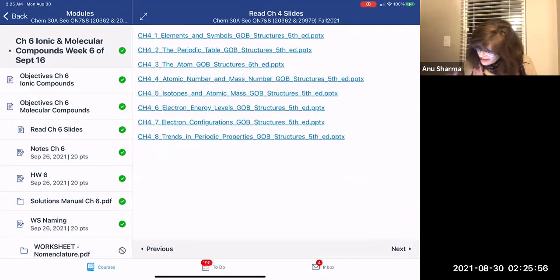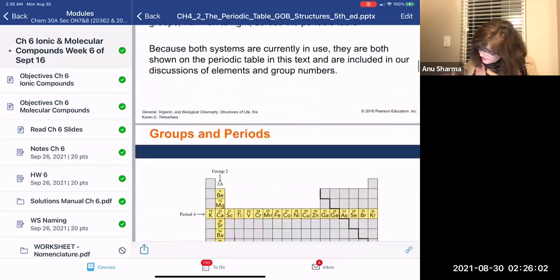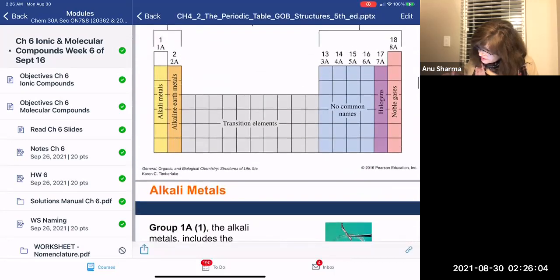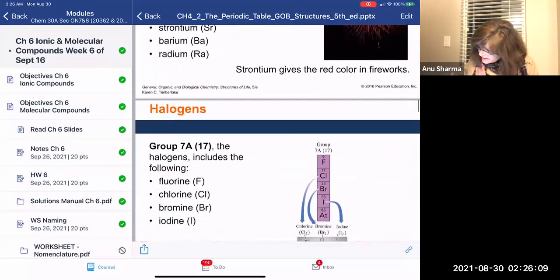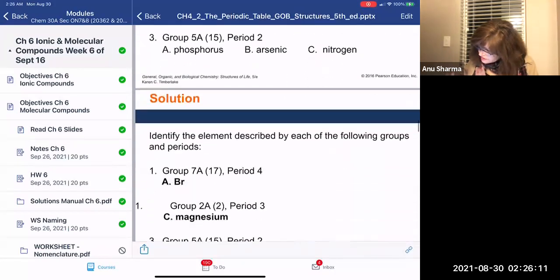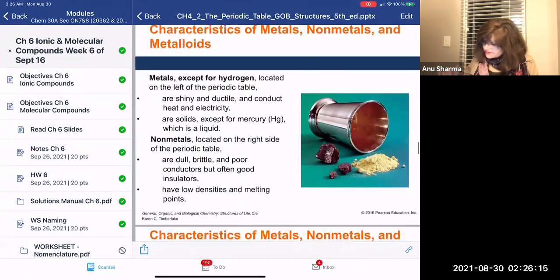Now, before that, I actually want to see if I missed something here. I might have. So we discussed that already. Group 1A, alkaline earth metals, halogens, solutions, characteristics. Yeah, this is what I missed. Okay, here, let's cover this.